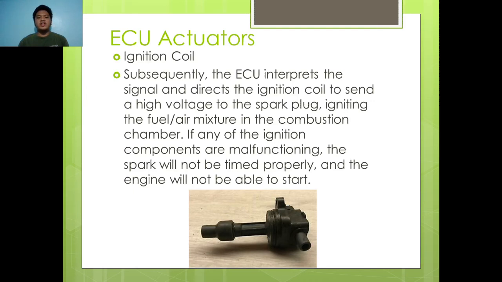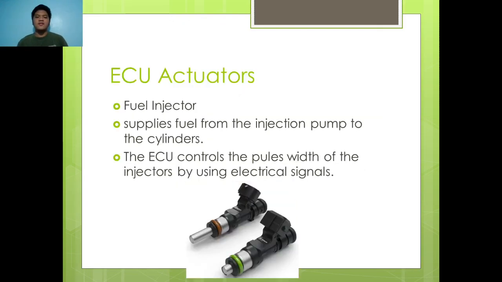If any of the ignition components are malfunctioning, the spark will not be timed properly and the engine will not be able to start. So the ignition coil is a very great upgrade from the distributor, because unlike the distributor, which needs additional components added to the engine and more moving parts, an ignition coil works better because it can be separated for each cylinder and it's electronically linked to the ECU for better spark timing than a distributor.